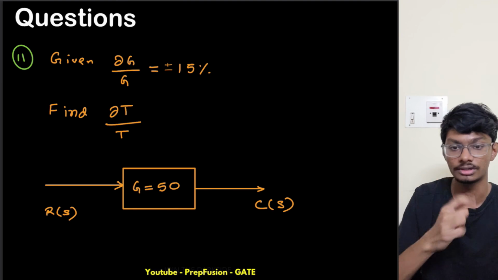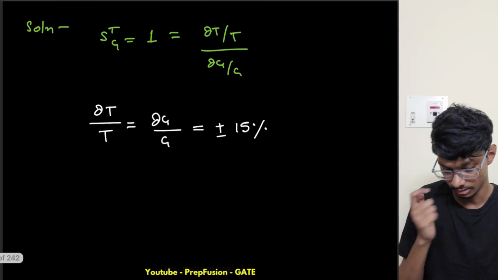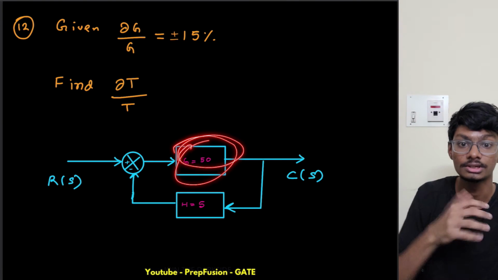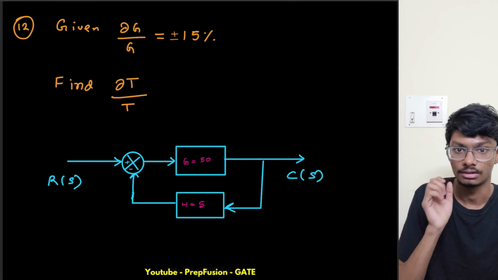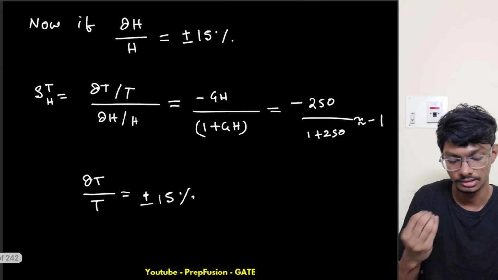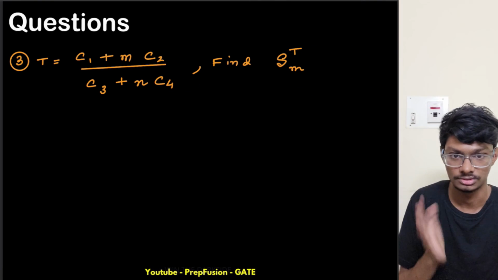That is the important thing. If a parameter of the system changes, our output doesn't change. That is the main thing the feedback helps with. So that is what we learned in this lecture. I gave you a quick recap, and you will do these questions.